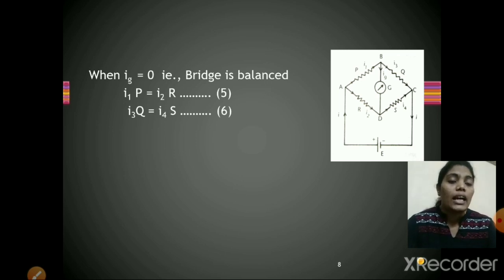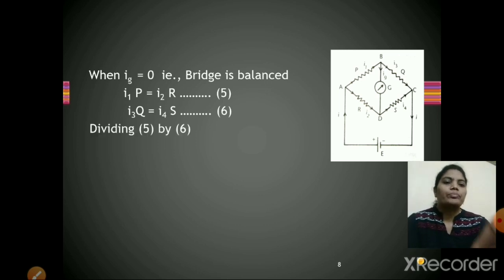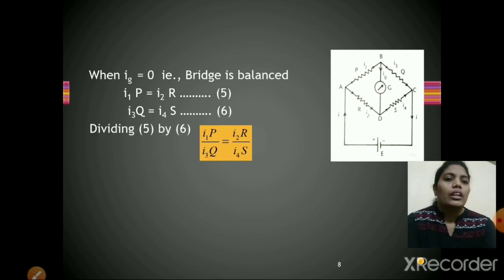Why do we consider IG as 0? Because at this condition the bridge is balanced. So we can say that the balancing condition, or for the bridge to be balanced, the condition is IG should be equal to 0. Now we got equations 3 and 4. Now if we divide 5 and 6, dividing equations is nothing but dividing both the left hand sides and both the right hand sides, we get I1P divided by I3Q is equal to I2R divided by I4S.